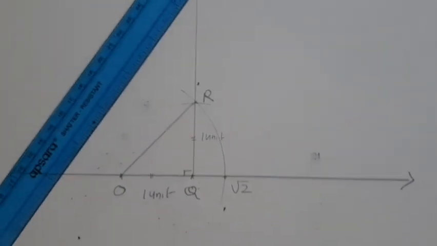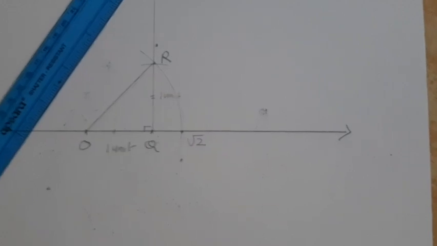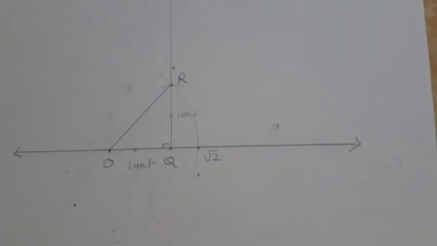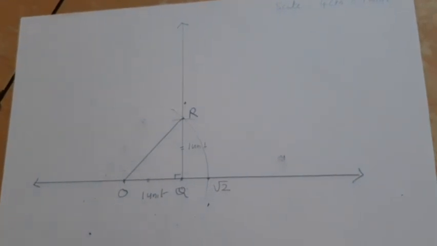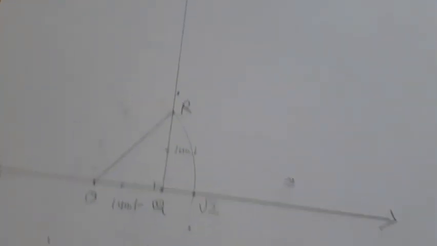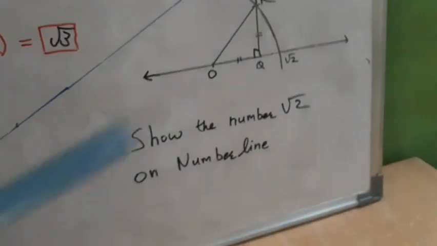Children, suppose you are asked to find root 3. The same procedure we have to do. We have to draw a perpendicular on root 2. The unit remains the same, 1 unit only. The height never changes. Draw, and this way we can continue. This is the way of plotting an irrational number on the number line.